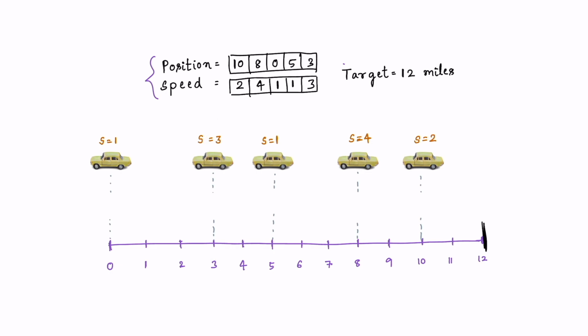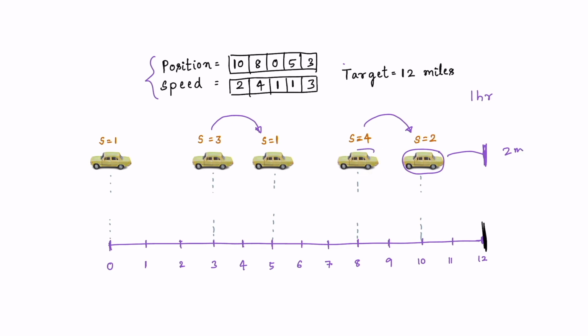As you may have noticed already, the car at position 3 is moving faster than the car at position 5. Car at position 3 will definitely catch up to the car at position 5. And the same thing will happen: the car at position 8 will catch up to the car at position 10. Why is that? Because the car at position 10 is moving at 2 miles per hour. So in 1 hour, this car would have moved to the destination because the destination is only 2 miles away.